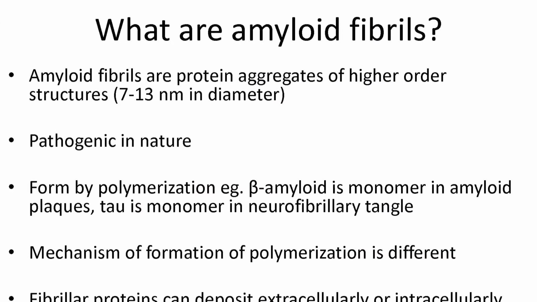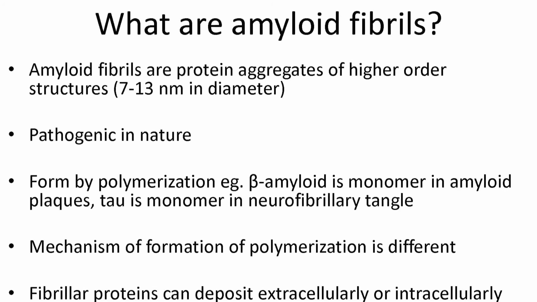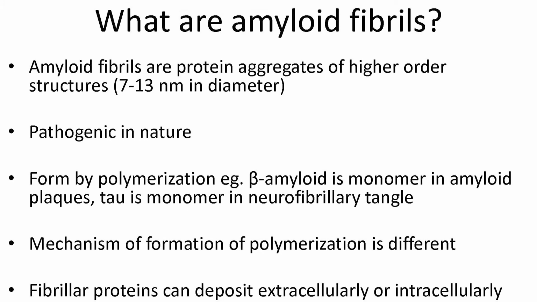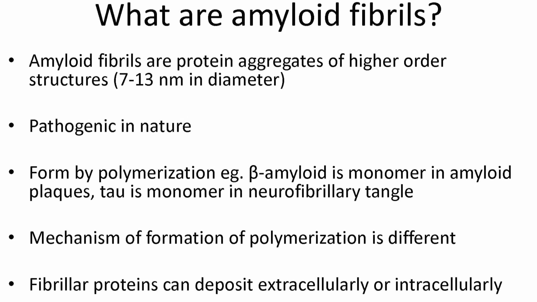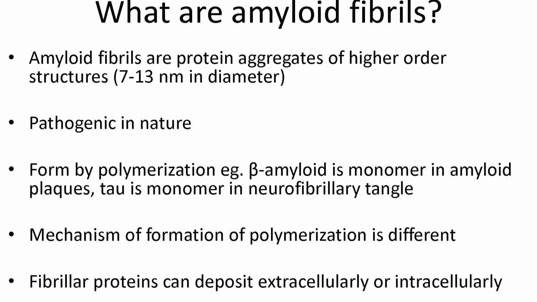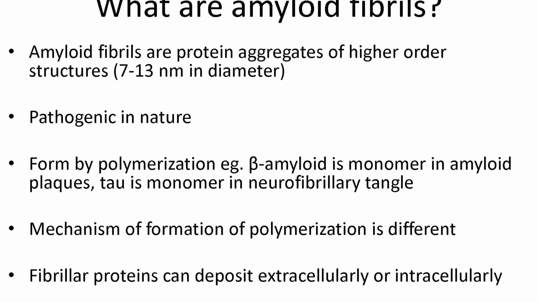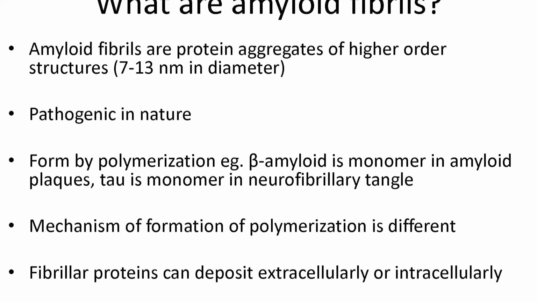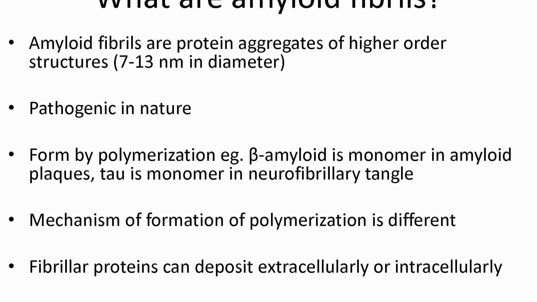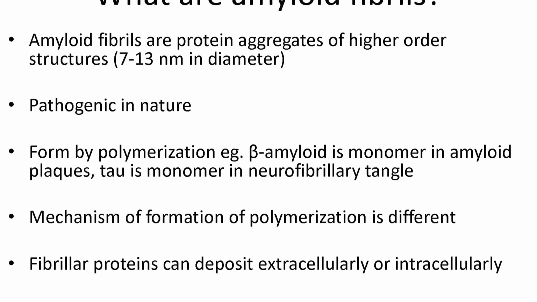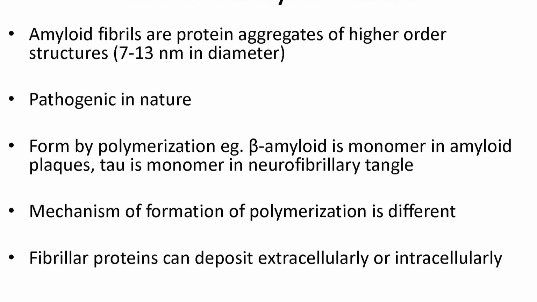The amyloid plaque deposits are made up of amyloid beta monomers, whereas the neurofibrillary tangles are made up of tau proteins. The amyloid plaques are seen deposited outside the cell, whereas the neurofibrillary tangles are found inside the cell. Previously, it was thought that all the amyloid proteins are extracellular, deposited on the outside of the cell, but that is not the case. A clear example of that is the neurofibrillary tangles, which are found intracellularly, inside the neurons in the case of amyloid diseases.